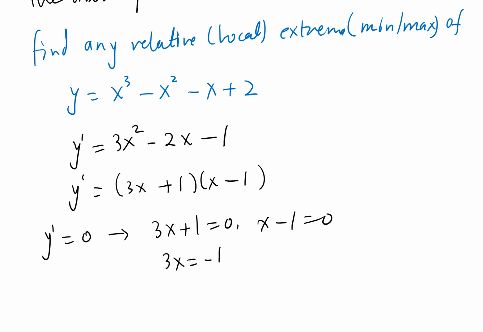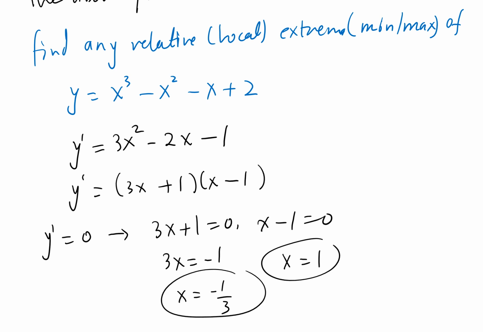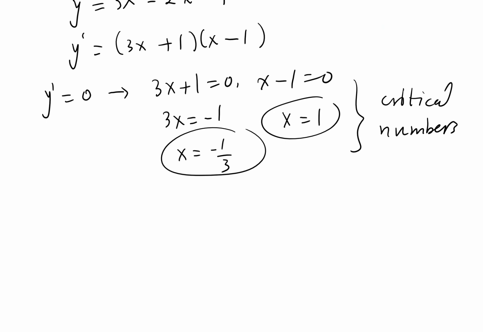3x equals negative 1, so x is negative 1/3. Here x equals 1. So we have two values. Those values are called the critical numbers. To know if it's a minimum or maximum at these points, we use the number line. We have negative 1/3 and 1.